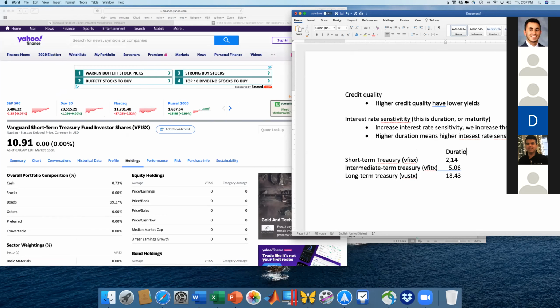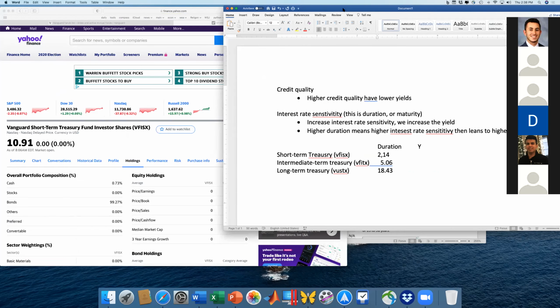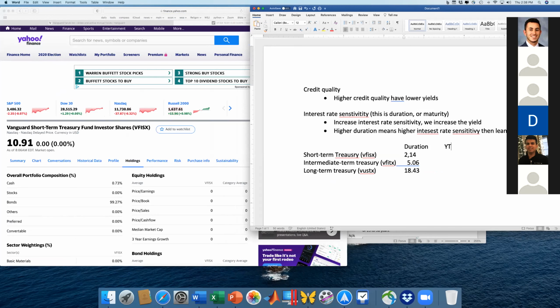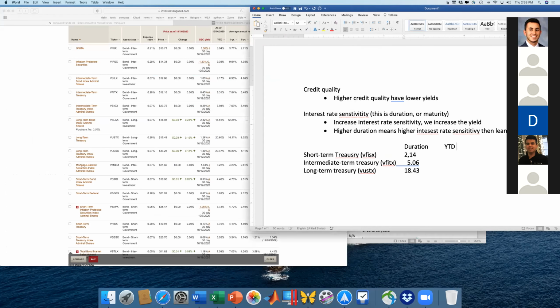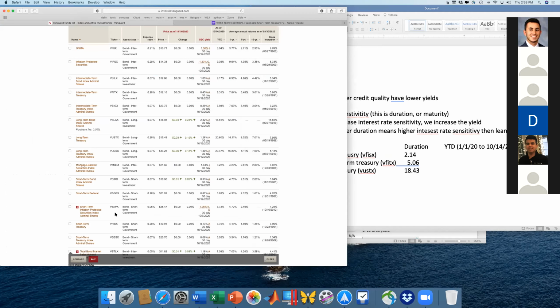This is my duration. And year to date, and remember what year to date we're looking at. I'm going back here. Year to date, this is as of 10/14/20, so this would be from 1/1/20 to 10/14/20, and now here are our returns for these bonds.